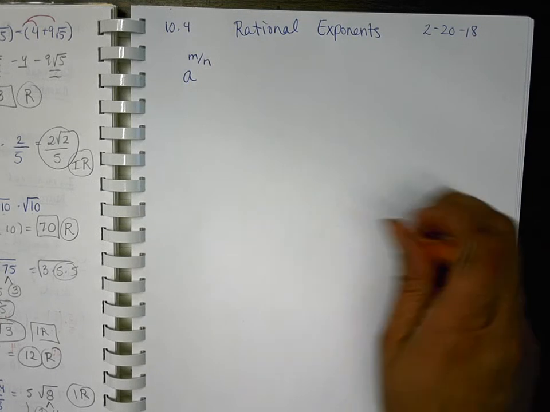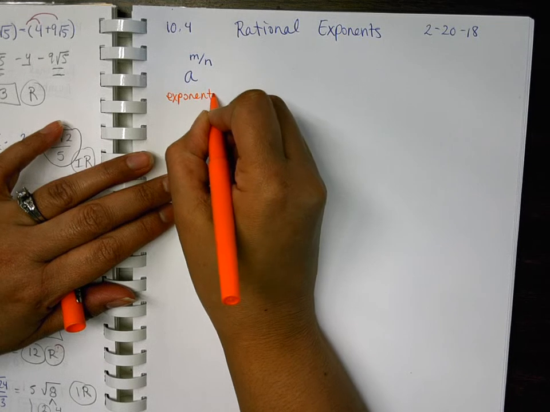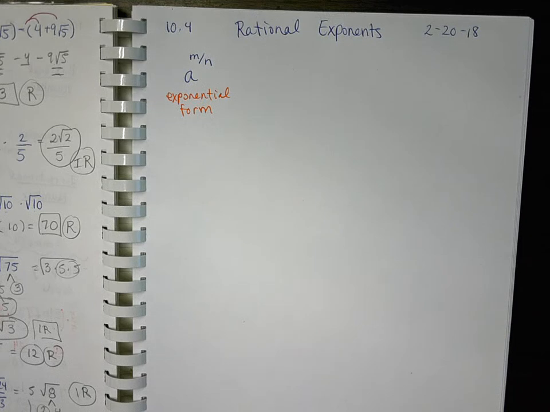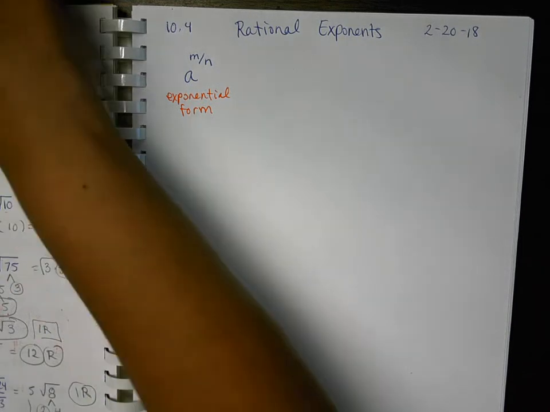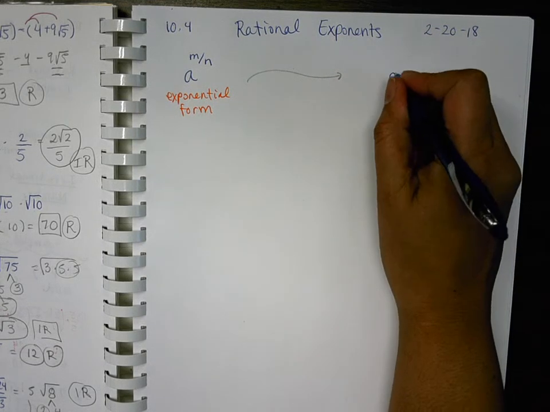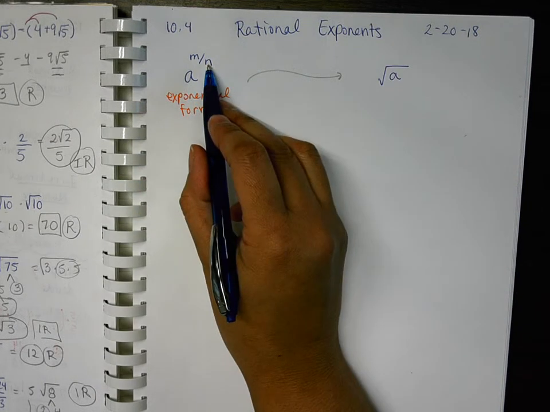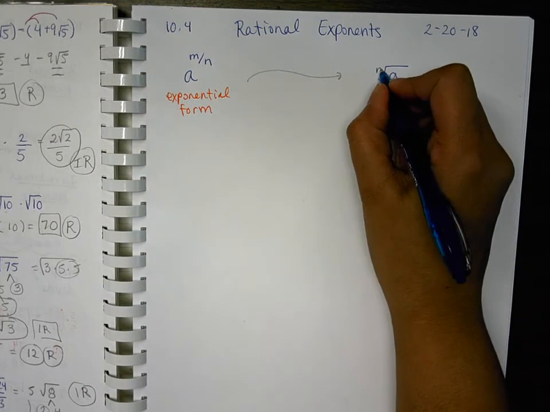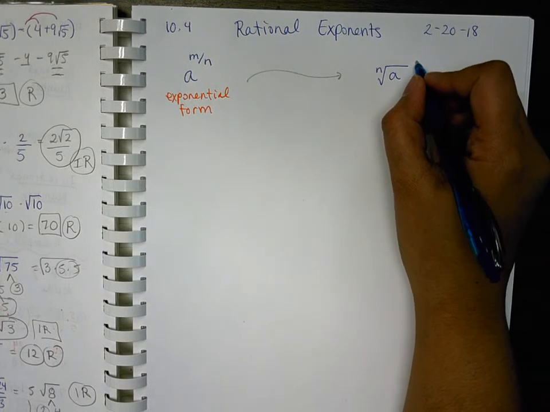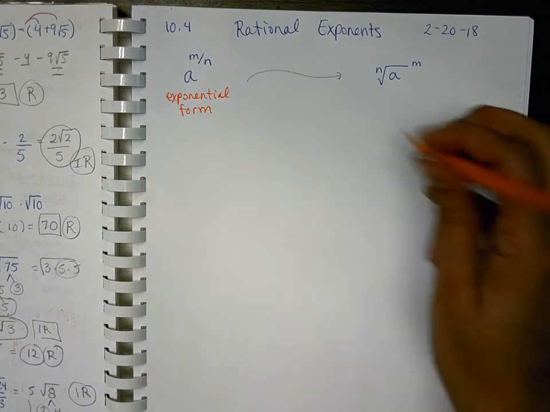All right, this here is called exponential form. Now you have to know that because they're going to ask you on homework, write it in exponential form, write it in radical form. So let me show you what radical form looks like. Same letters, a radical. Now the denominator, this little guy right here, the n, goes there as the index, and the exponent goes as your exponent, raised to the m. This is called radical form.